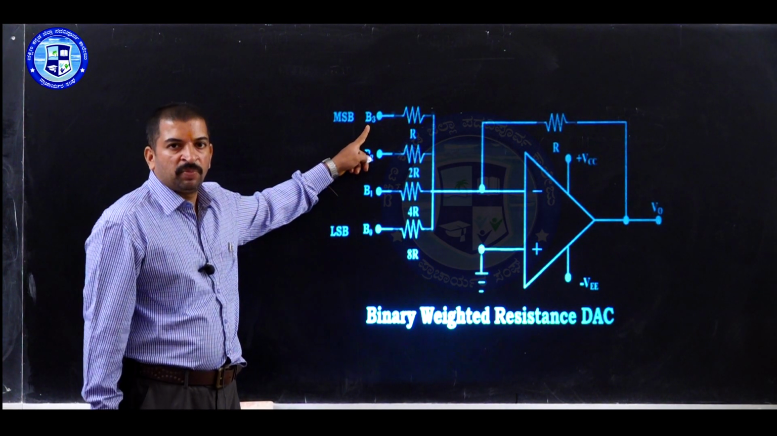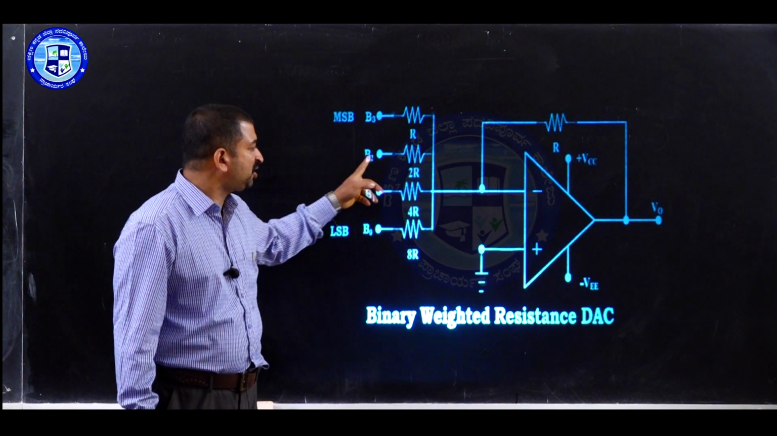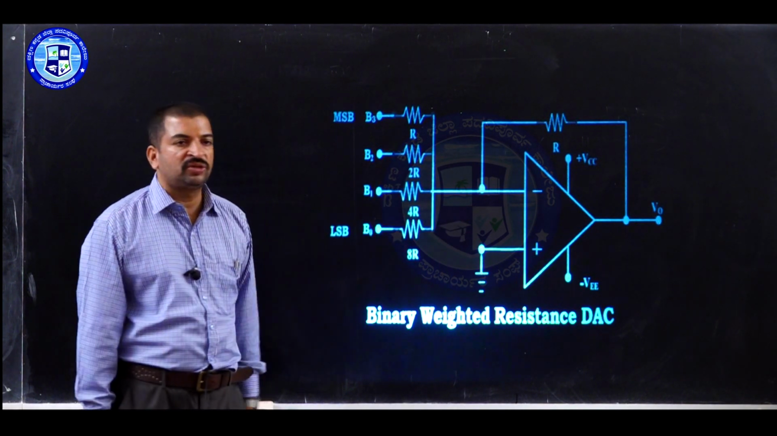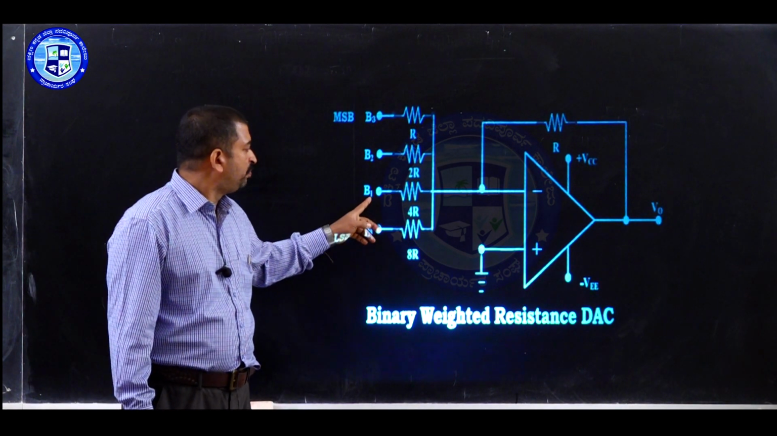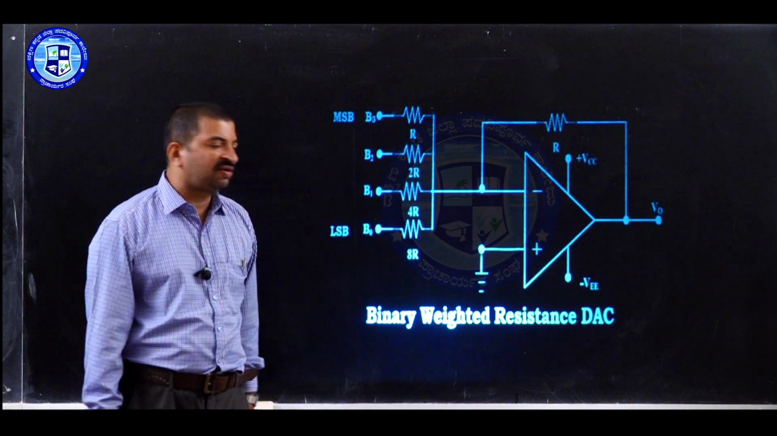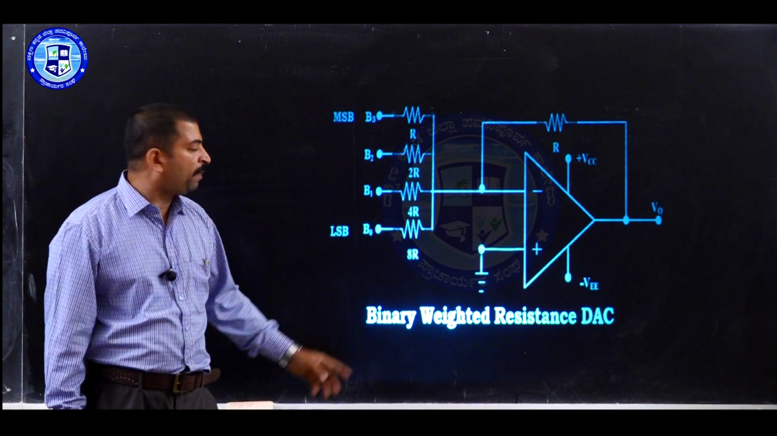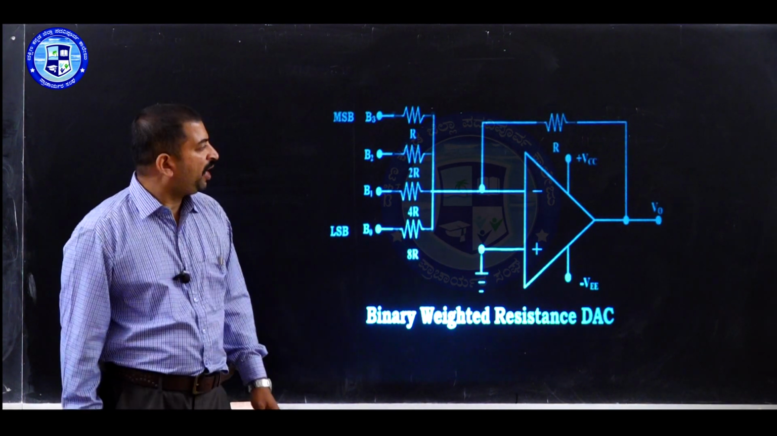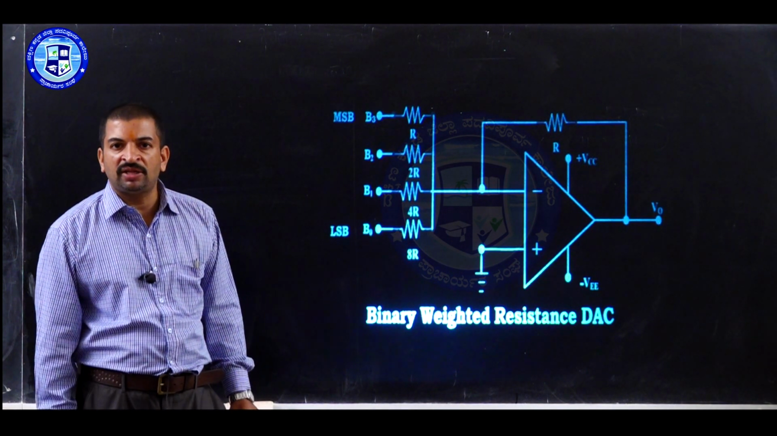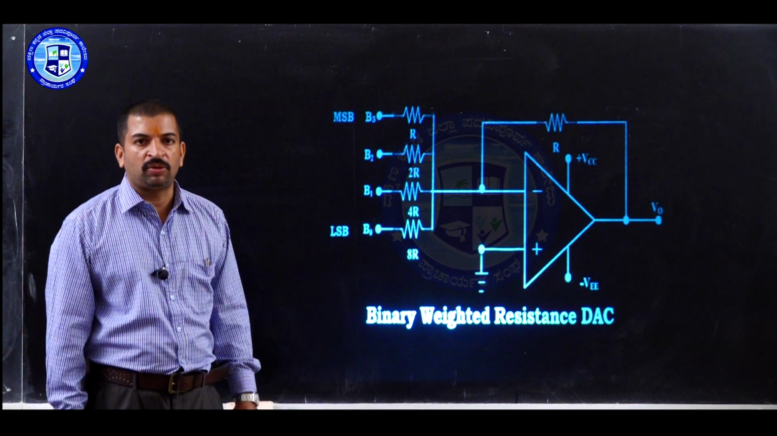B3 is the input which is applied to the inverting terminal of the op-amp through a resistor R. B2 is the input voltage which is applied to the inverting terminal of the op-amp through the resistor 2R. B1 is the input which is applied to the inverting terminal through the resistor 4R. B0 is the input which is applied to the inverting terminal through the resistor 8R. And R is the feedback resistor which is connected between the inverting terminal and the output terminal of the op-amp. The non-inverting terminal of the op-amp is connected to the ground.